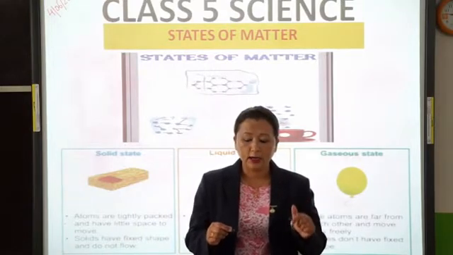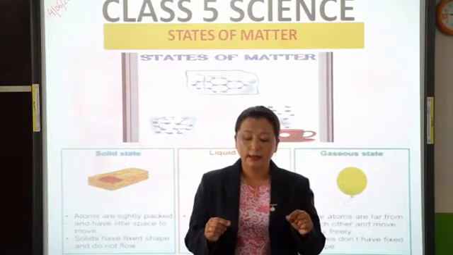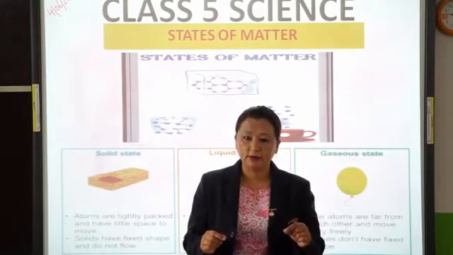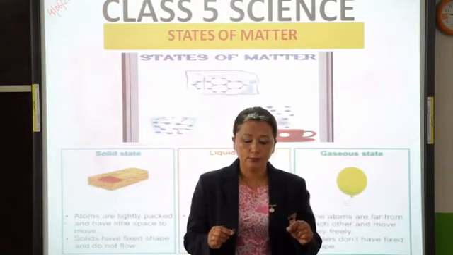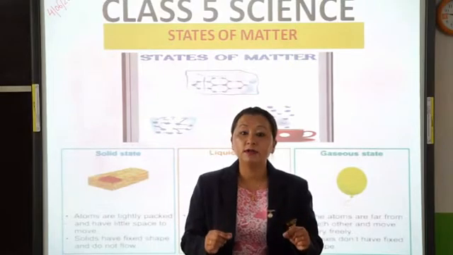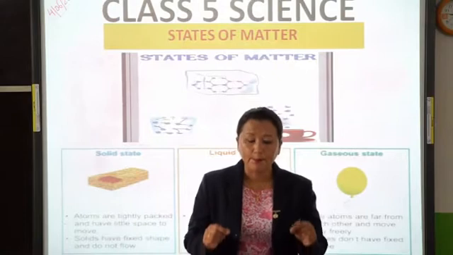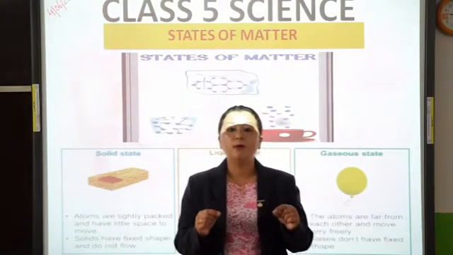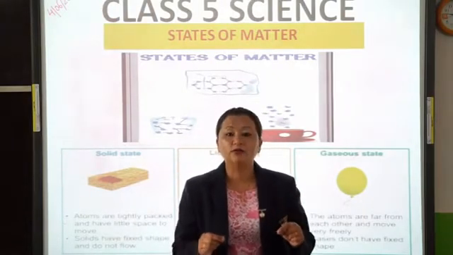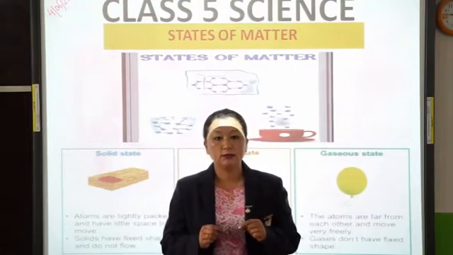Mass is the amount of matter in an object. Volume is how much space that matter takes up, or how much space an object occupies.